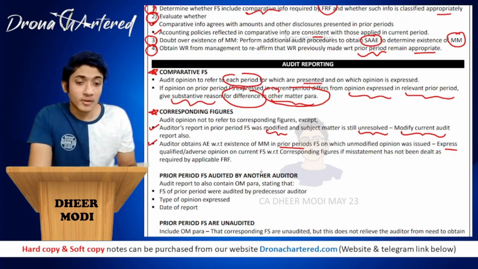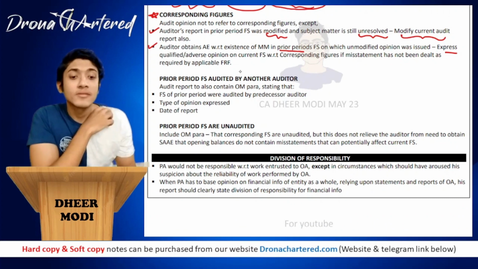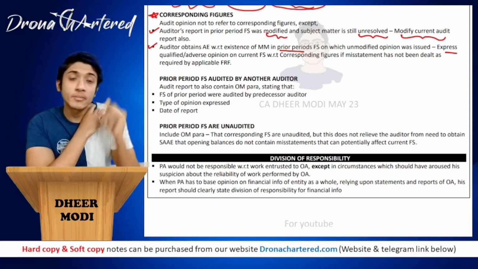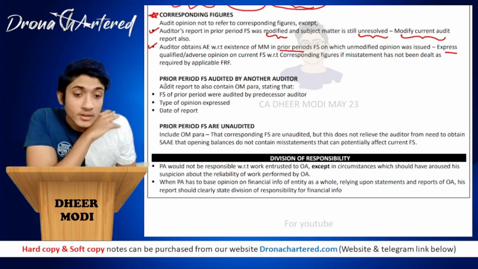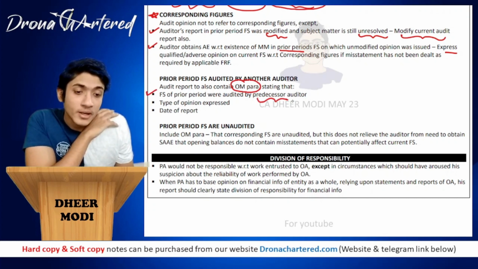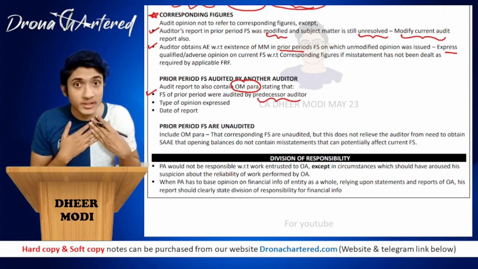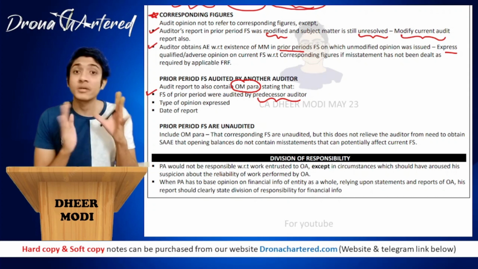Okay. If my prior period financial statements were audited by some other auditor, in such a case the audit report is to also contain an other matter paragraph stating that the financial statements of the prior period were audited by a predecessor auditor. Basically, you are saying that the previous report was not audited by me. I am using the corresponding figures, but it was not audited by me.